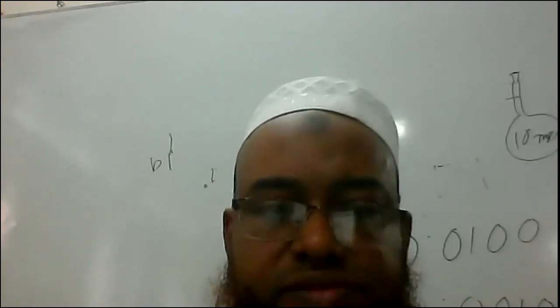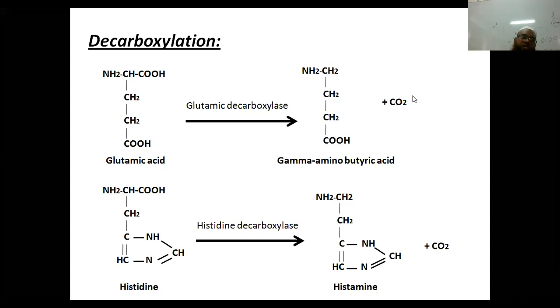What we are saying is that last class we discussed protein metabolism, different types of protein metabolism like deamination. Today we will discuss decarboxylation. Here you can see this is glutamic acid, and there is one enzyme known as glutamic decarboxylase. By decarboxylation, carbon dioxide is produced, and the product that is produced here is known as gamma amino butyric acid.